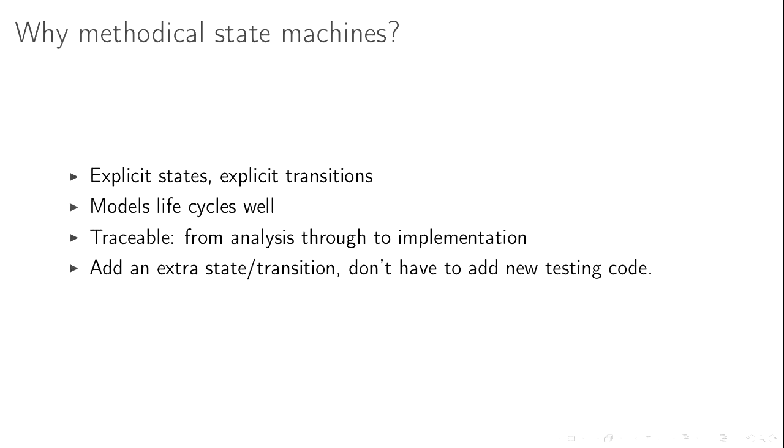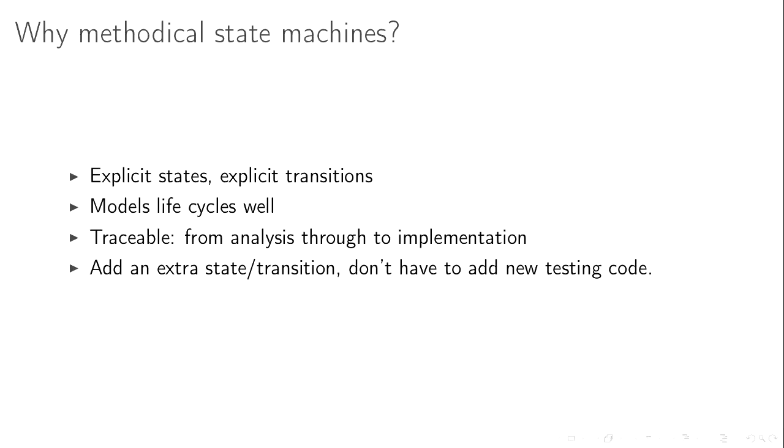So if you want to think about your programs from a methodical state machine point of view, you can get the benefits of thinking about them in a very explicit way. What are the exact states my machine can get in, and how can my program transition between those states?